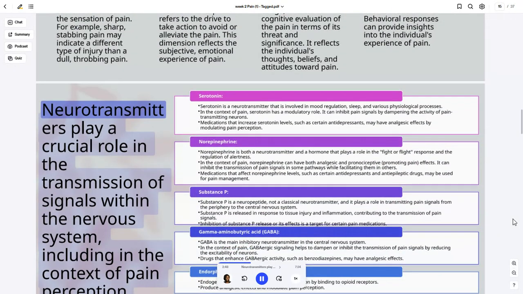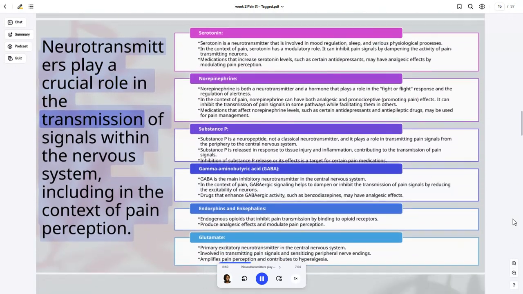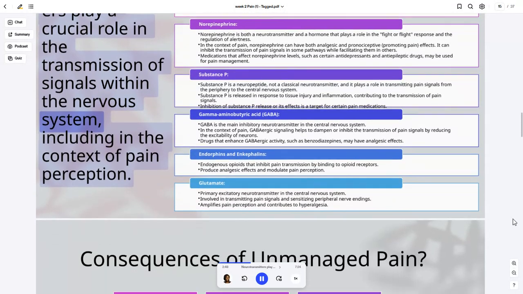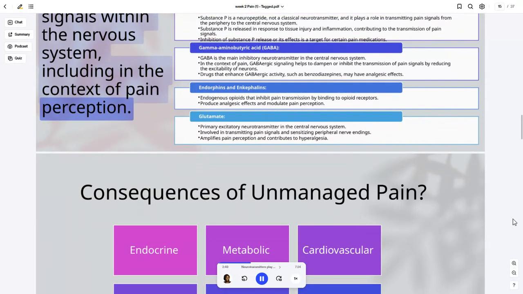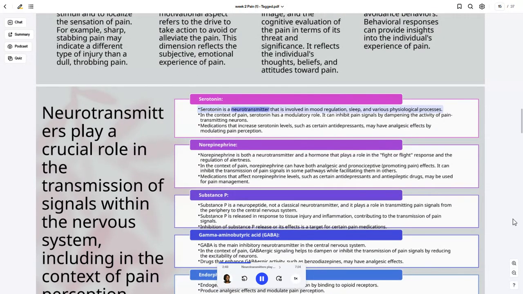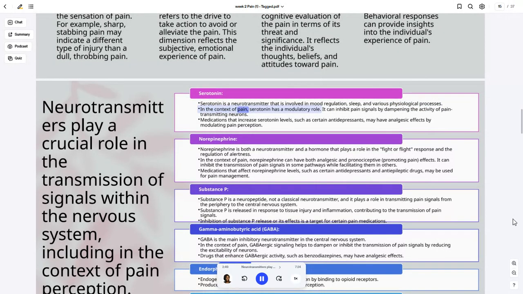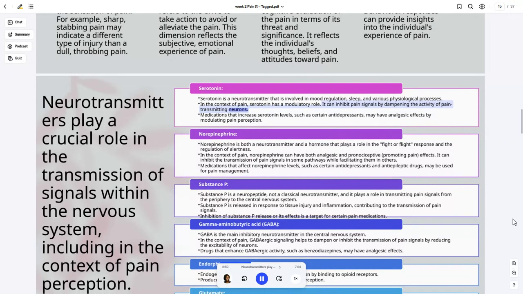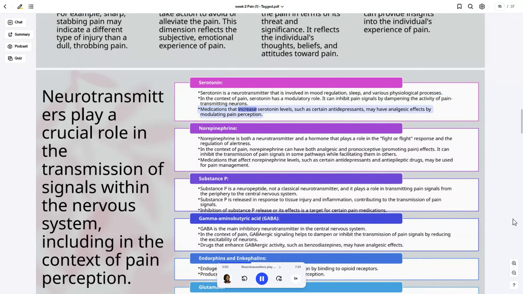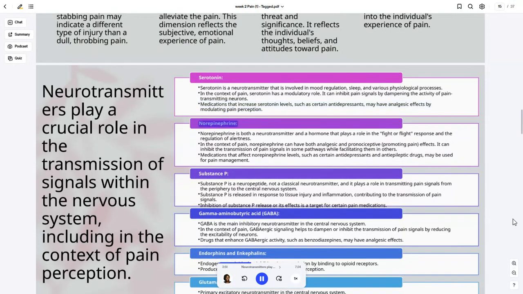Serotonin. Neurotransmitters play a crucial role in the transmission of signals within the nervous system, including in the context of pain perception. Serotonin is a neurotransmitter that is involved in mood regulation, sleep, and various physiological processes. In the context of pain, serotonin has a modulatory role. It can inhibit pain signals by dampening the activity of pain-transmitting neurons. Medications that increase serotonin levels, such as certain antidepressants, may have analgesic effects by modulating pain perception.